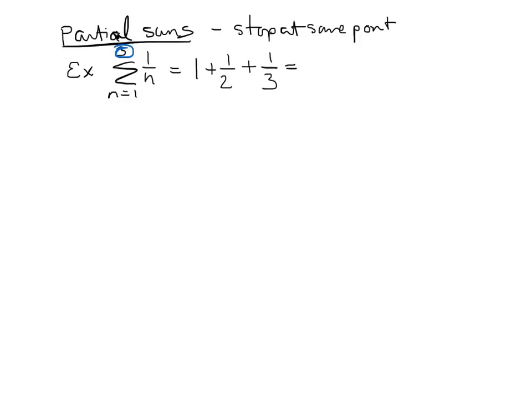And when we add all of these things together, the common denominator is 6. So 6 over 6 plus 3 over 6 plus 2 over 6. So we would get 6, 7, 8, 9, 10, 11/6.